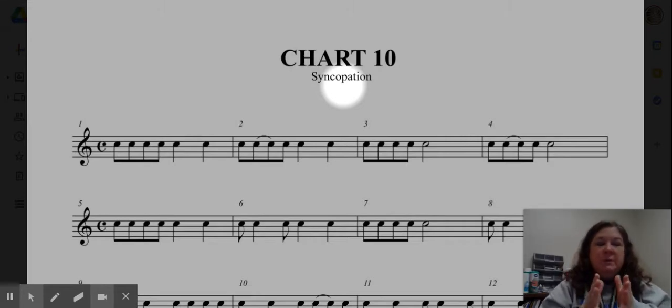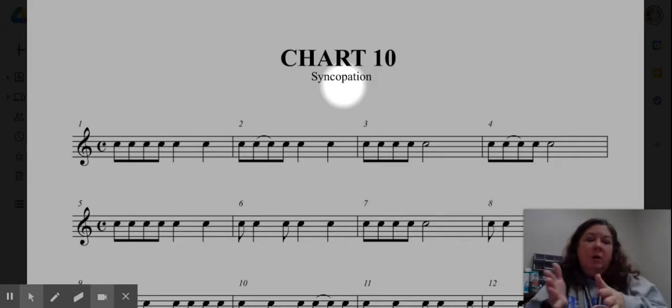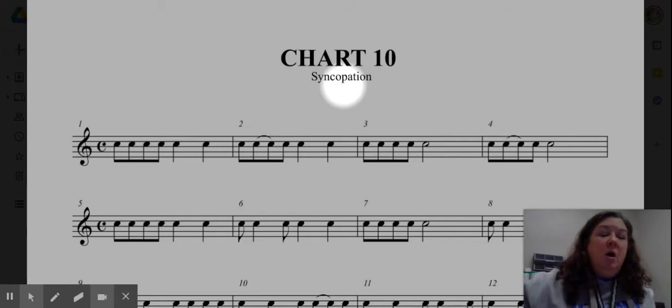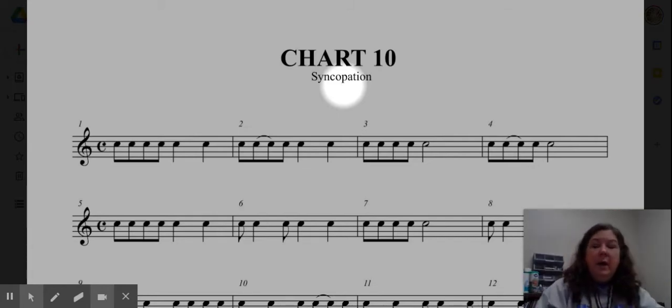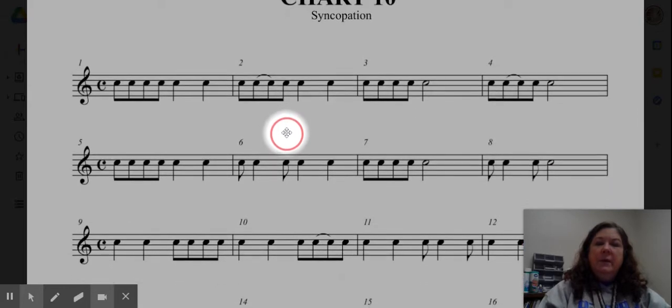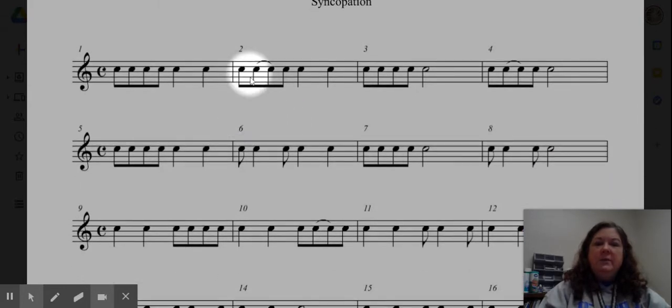So syncopated rhythms feel a little bit wonky and off kilter because we are emphasizing what are typically the weaker beats in the music and not the strong downbeats. So first thing you need to know is that line 1 here and line 2 are the same thing. This is two different ways to write the same rhythm.